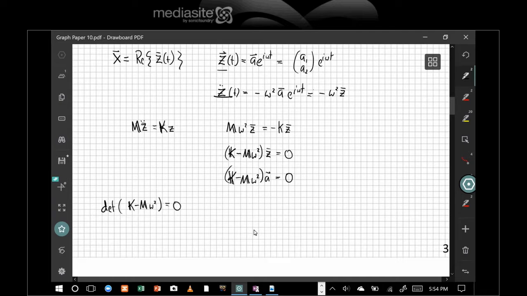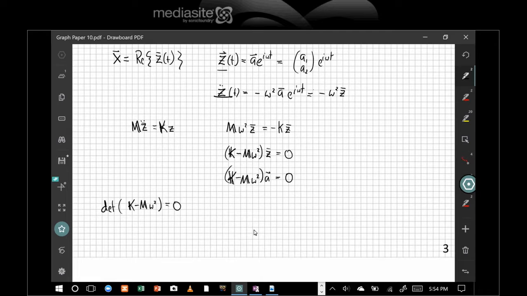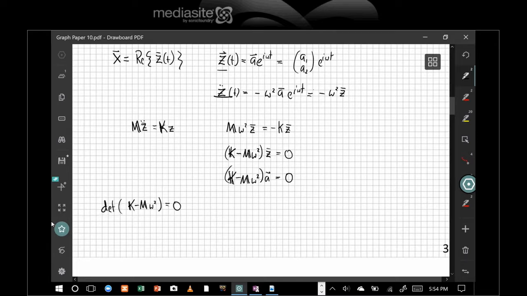Now, k and m are 2 by 2 matrices, so let's just write it out. The determinant of k minus m omega squared. Well, k from above is 2 omega naught squared, 0, 0, omega naught squared, and that's k minus omega squared times m. Omega squared is just a constant. I don't know what exactly it is just yet. Those are going to be my eigenvalues.